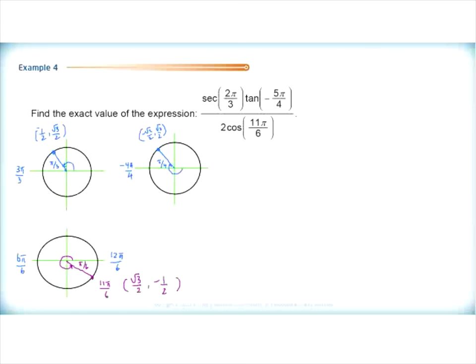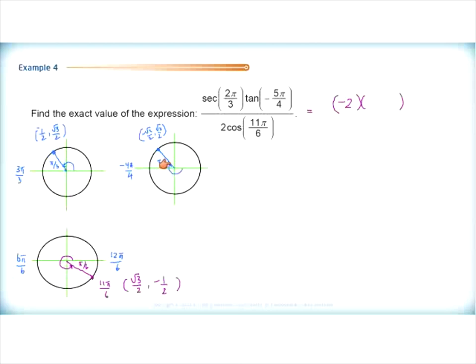the tan, and the cosine of each of them that we need. Let's do that. Here we go. The secant of 2 pi over 3. Secant is the reciprocal of cosine. The reciprocal of cosine is negative 1 over 2. The reciprocal of cosine will be negative 2 over 1, or simply negative 2, times the tangent of negative 5 pi over 4. Here's negative 5 pi over 4 right here.